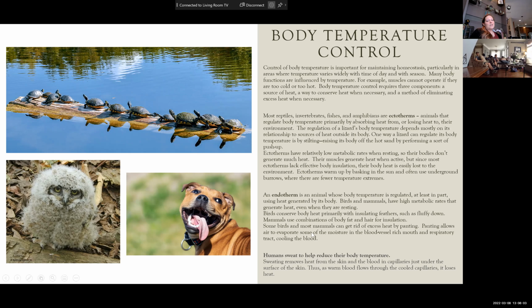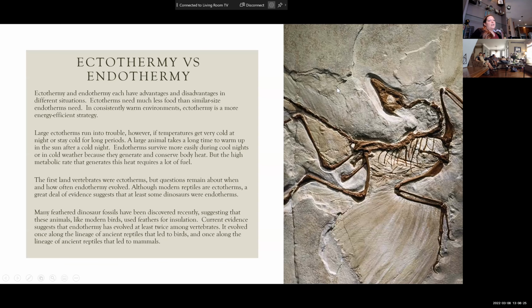And then endotherms obviously have different ways to keep themselves warm or to cool off. So what is this thing? It's an owlet. Yep. So this little owlet has all this down to keep it warm. And then this dog is doing what? Panting, which keeps it cooler. And then we sweat. So ectothermy versus endothermy. Ectothermy and endothermy each have advantages.